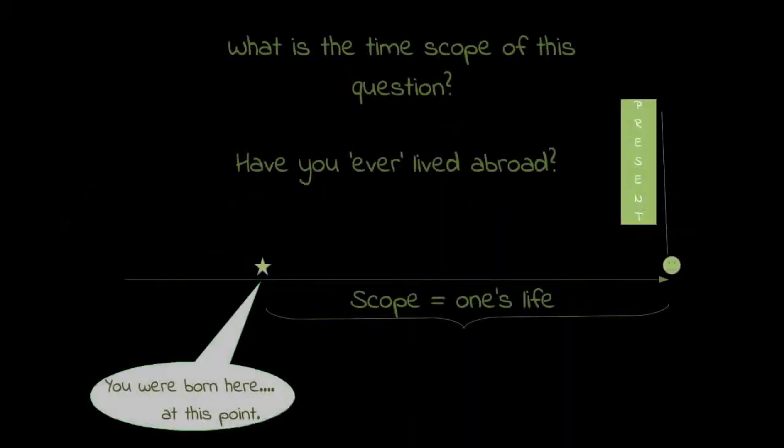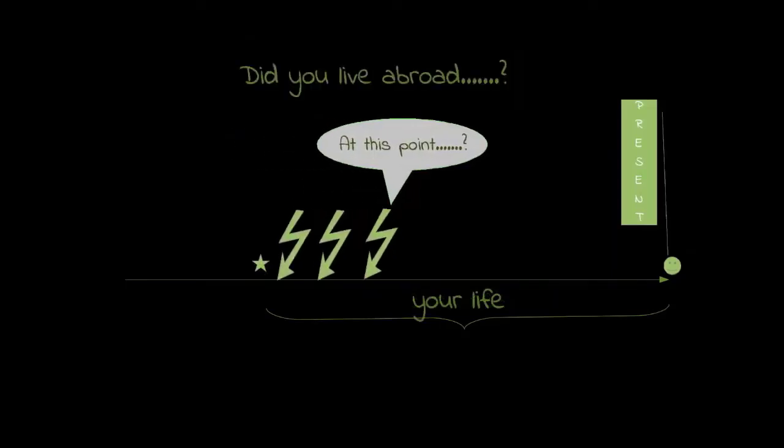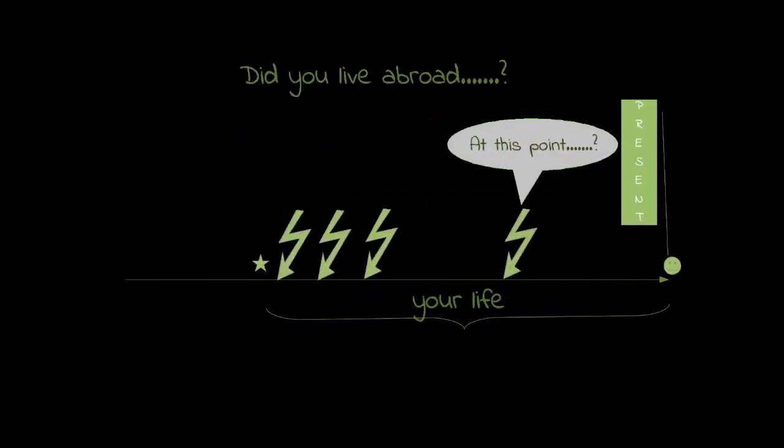And for the second question, we have exactly the same scenario. The time scope is also one's life. The reason for that is because a person could live abroad at any point in their lifetime, from the time they were born up to the present time. And then, once again, if we didn't have present perfect, we would have to ask these questions again and again. Did you live abroad at this point in your life? But thanks to present perfect, we can say that with one question. Have you ever lived abroad?